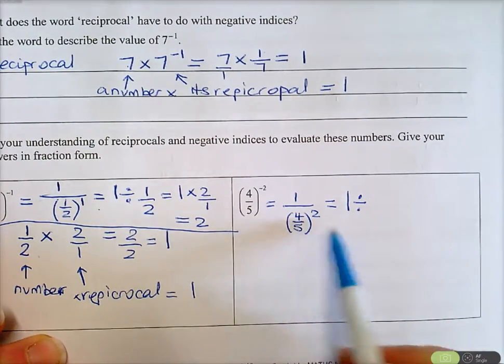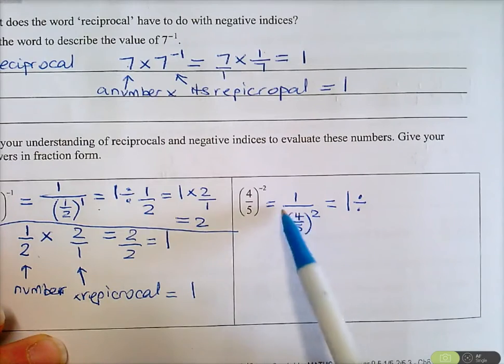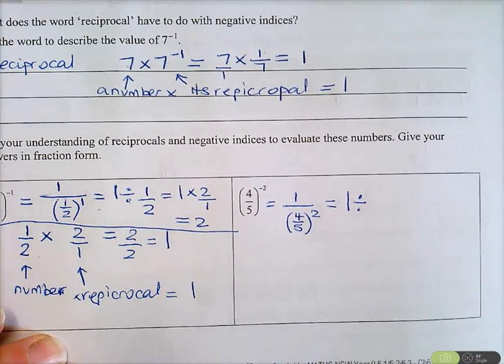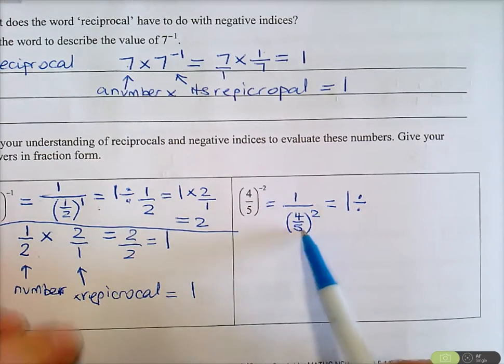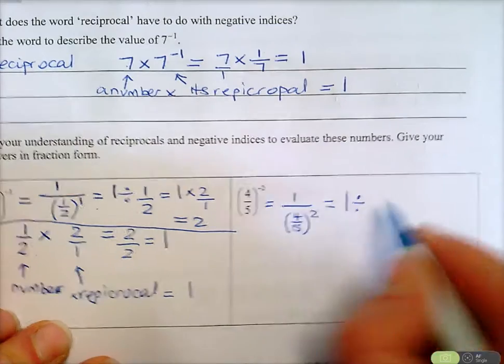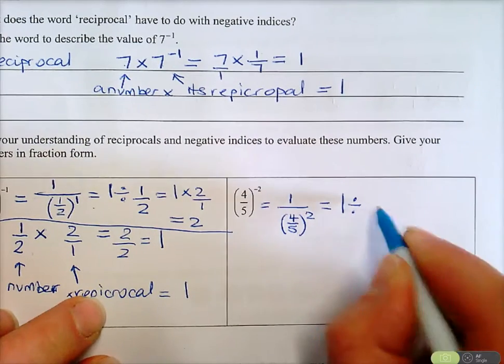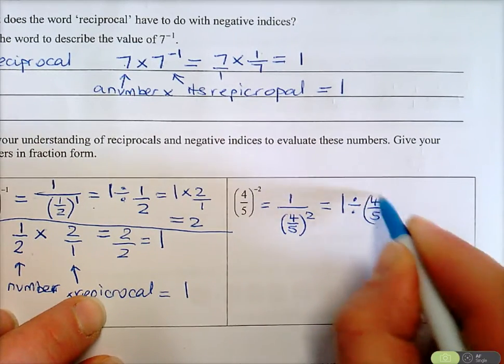So girls, when you see two fraction lines, change your major fraction line, which is this one, not that. That's not the major fraction. That's 1 divided by 4/5. That's your major fraction line. So change your major fraction line to a division sign. 1 divided by 4/5 squared.